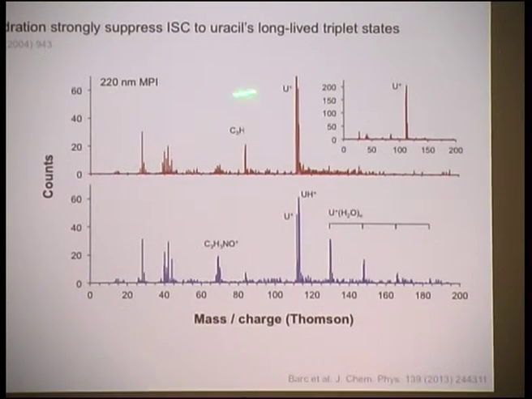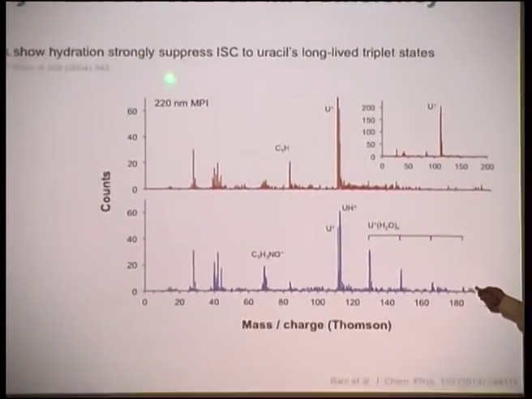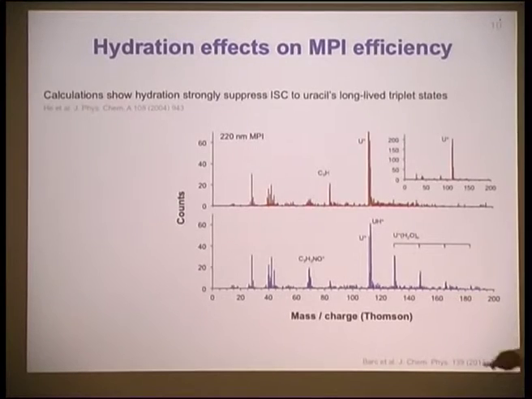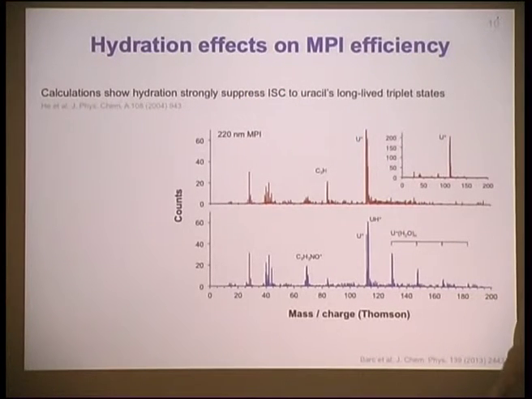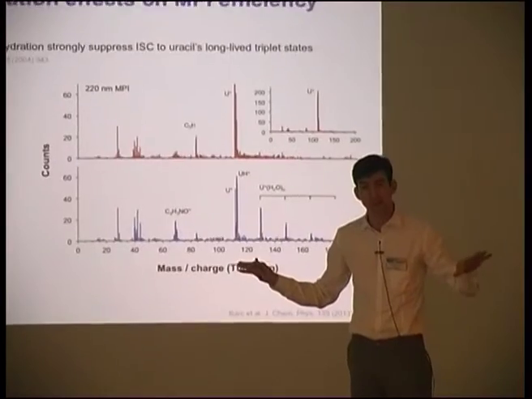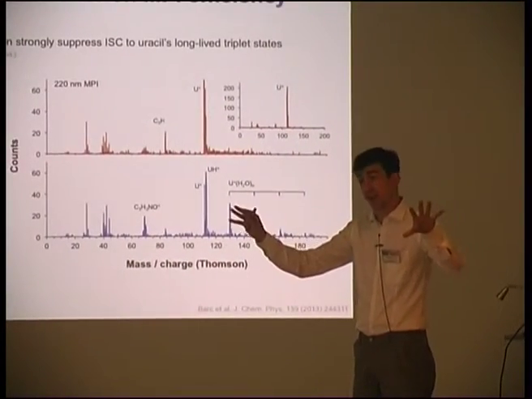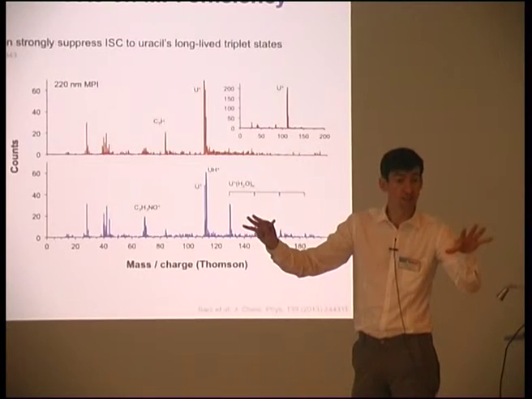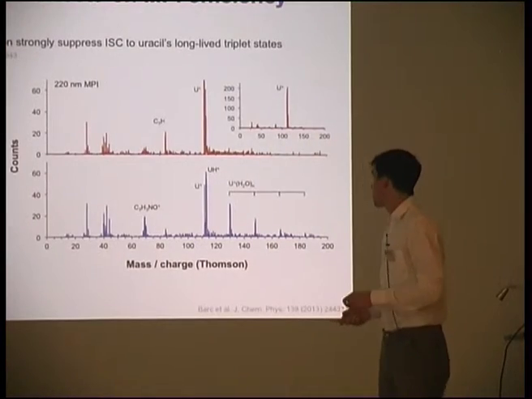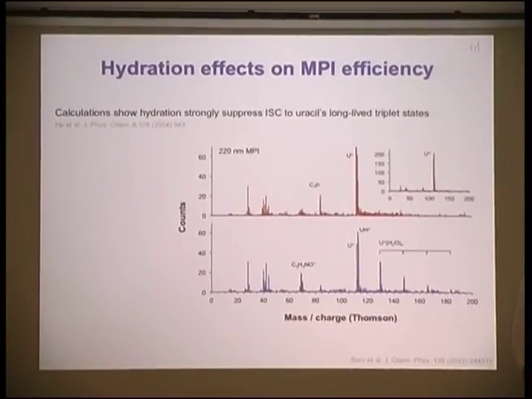The plan was, we knew that previous calculations had shown that hydration should strongly suppress access from our singlet bright pi star state into these long-lived triplet states of uracil. So if we keep all of our experimental conditions the same, but look at uracil in the gas phase against uracil in hydrated clusters, we should see a strong effect of hydration if we're going via these long-lived triplet states.